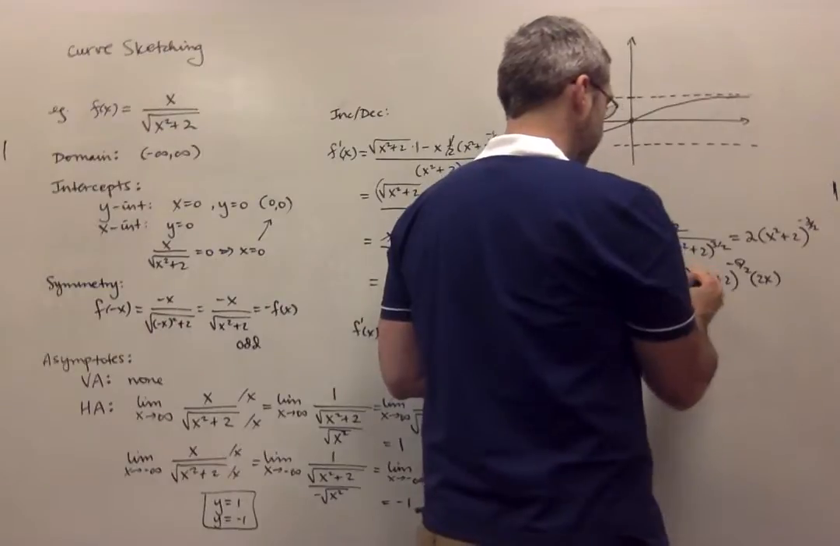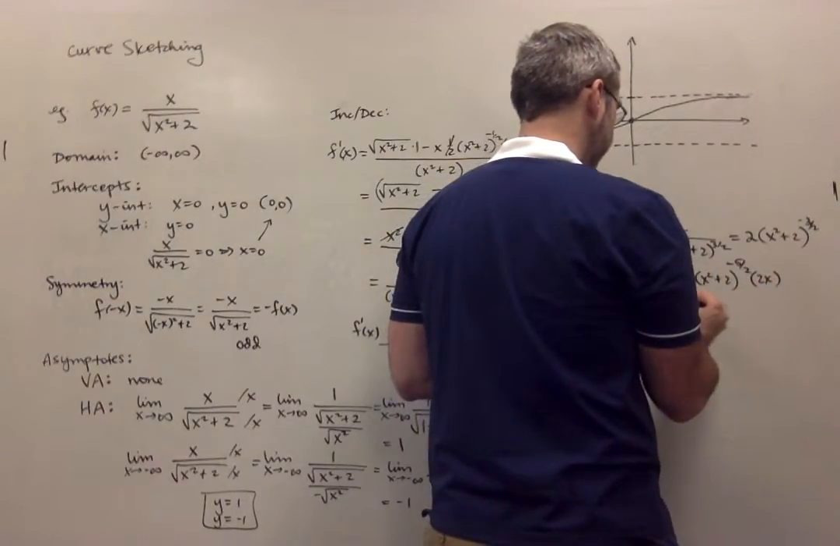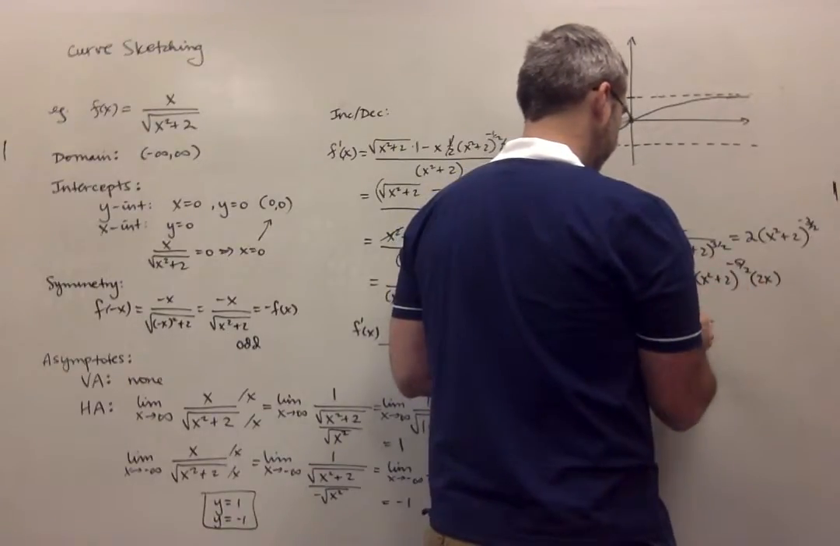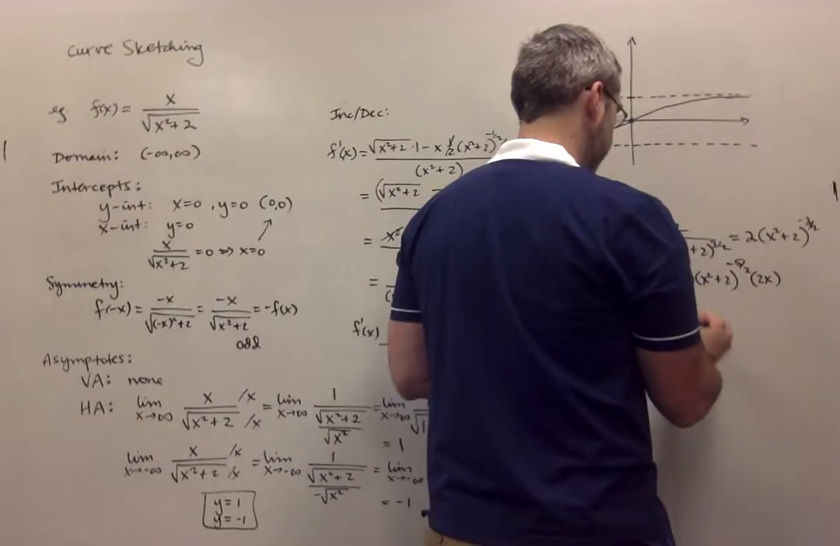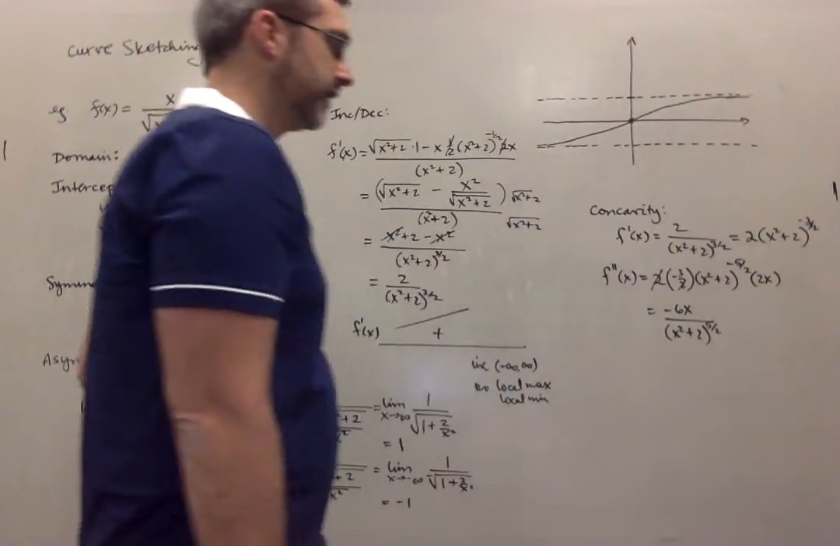Some 2's cancel. Negative 3 times 2, those come together. I get negative 6x. And then this thing to the negative 5 halves actually means it's on the bottom to the 5 halves. That's the second derivative.